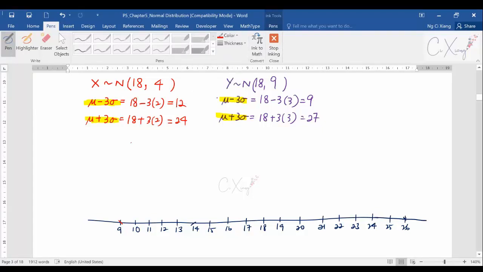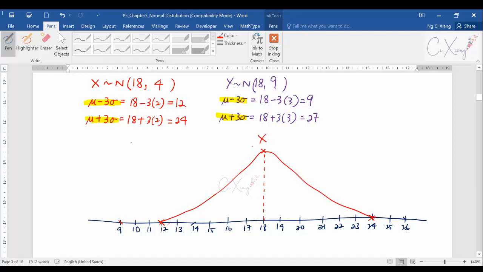Okay, so for X and Y, because X is, I can say is thinner, not so fat. Y is fatter, right? 9 to 27 is fatter. So 12 to 24 is thinner. Therefore, this graph should be taller. Okay, so maybe taller, I draw it slightly taller. Okay, so I'm having 18 is the mean. Okay, so 12 maybe is here, 24 is here. So when you want to sketch it, it is a taller graph. So again, try to still make it as a nice bell shape as possible.